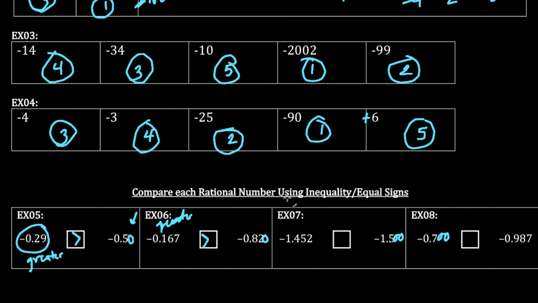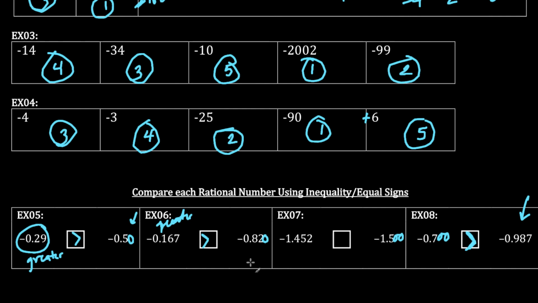And let's look at this one. Actually, let's just do example 8. I think we're good. So this one is -700 thousandths. This one's -987 thousandths. The bigger negative is this one, which means this one's actually less. That one's greater. Wow, look at all these greater-than signs facing this way.